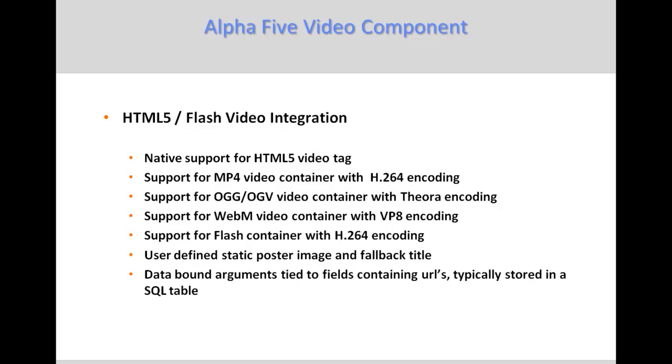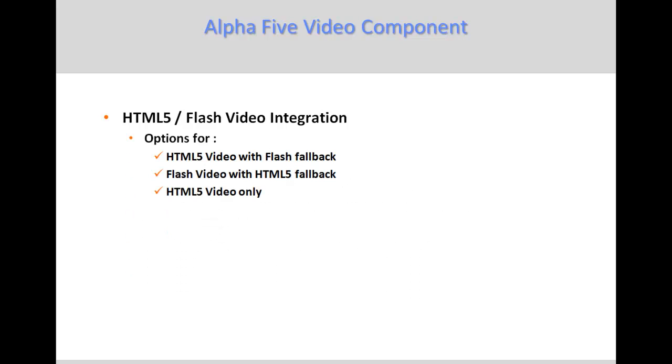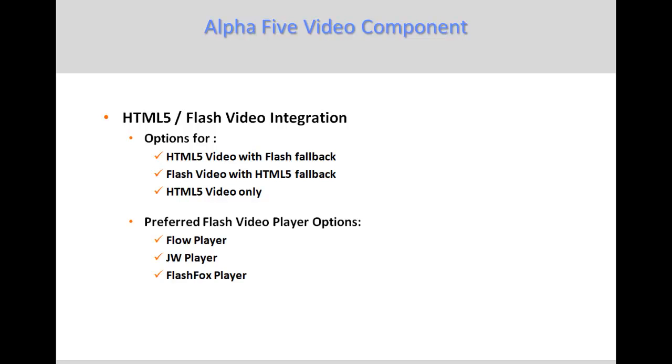Data-bound arguments are tied to fields, which would contain URLs typically stored in a SQL table. So in this case, you've got multiple fields, multiple URLs that are going to point to, say, MP4 or OGG or WebM or your poster. So in that case, you'd need four different URLs stored in your table. There are options for HTML5 video as a preference with a Flash fallback, or Flash video as a preference with HTML5 fallback, or you can just say, I only want to display HTML5 video.